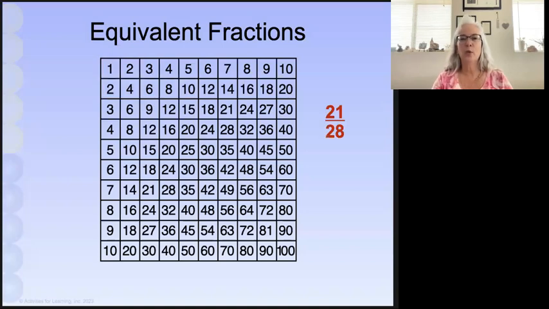So if I have 21/28, now remember the rule is they have to be in the same column up and down. They don't have to touch, but they have to be in the same column. So here's 21/28 right there. Move it off to the left side. It's equivalent to 3/4. Isn't that cool?